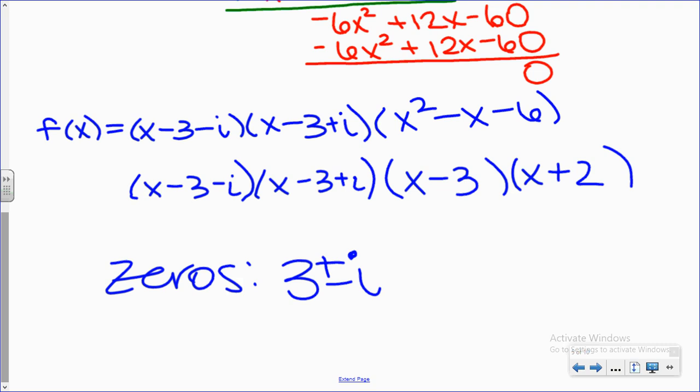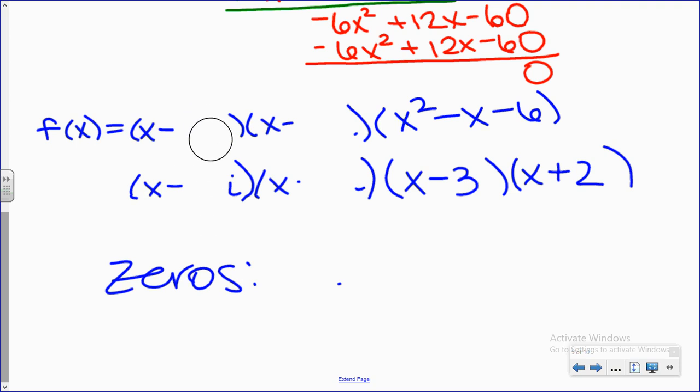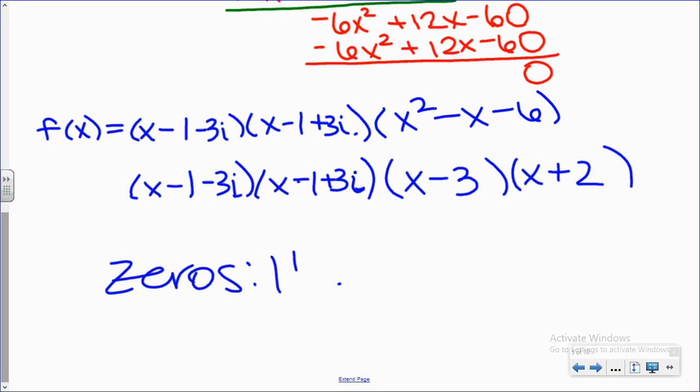Oh, did I write those completely wrong? Thank you, Marissa. It's 1 and then 3i? Okay, so 1, like that. Thank you. Okay, so our zeros are 1 plus or minus 3i.